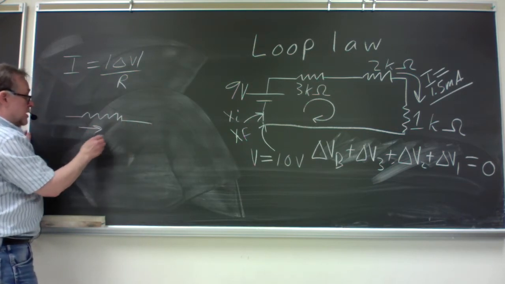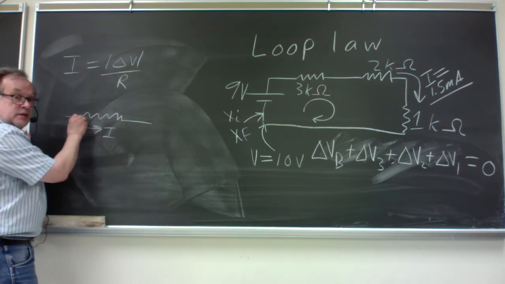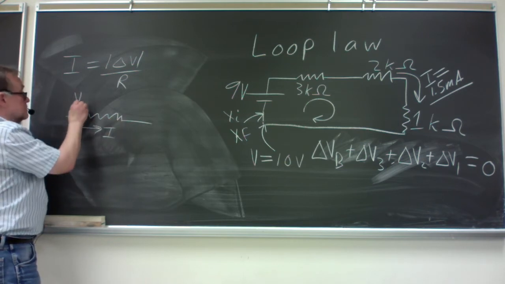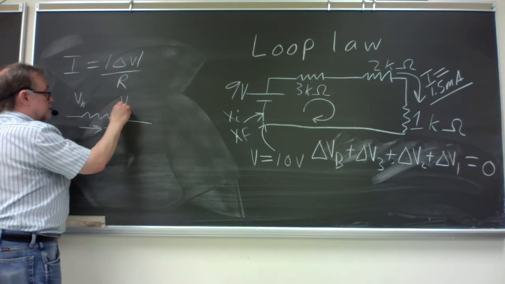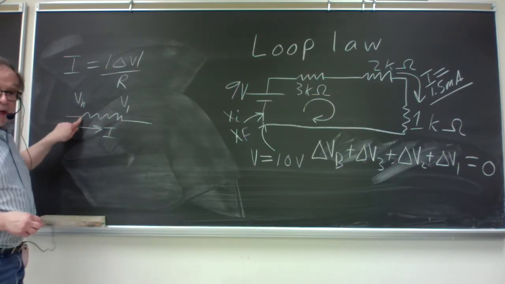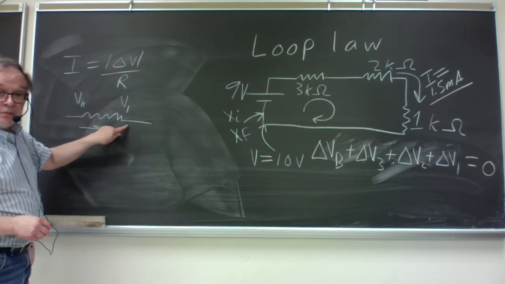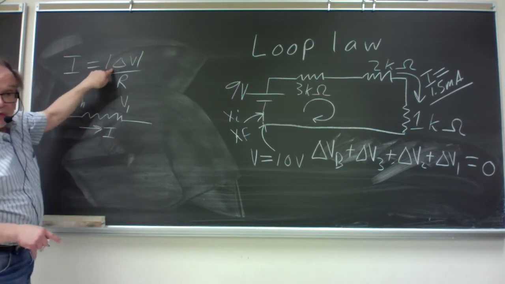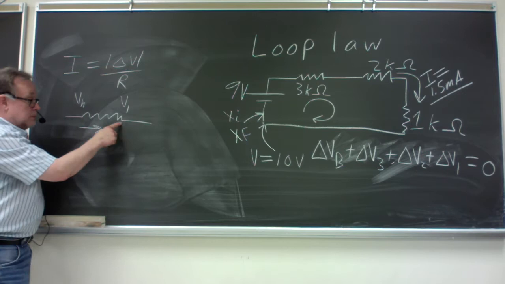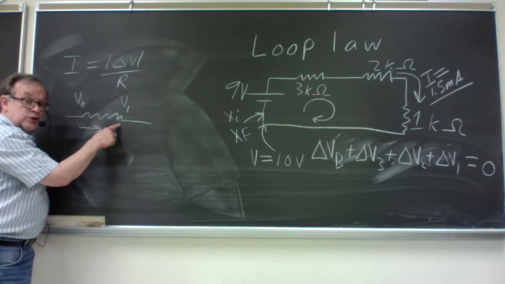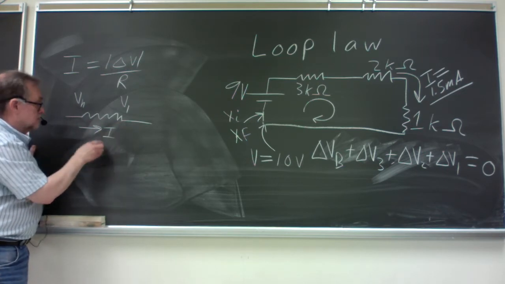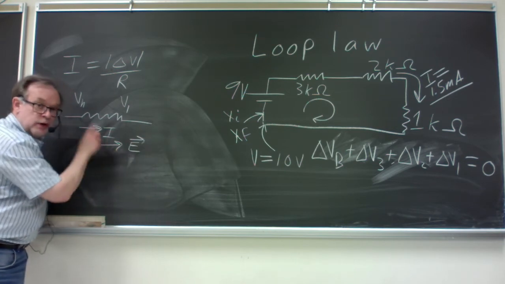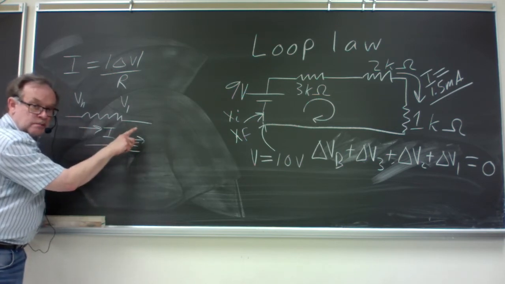Current is going this way. So here's the entrance, here's the exit. This point has to be at a higher potential than this point. And this potential difference is what is referred to right here. There has to be a potential difference here so that there's an electric field. Electric field points in the direction from higher to lower potential.